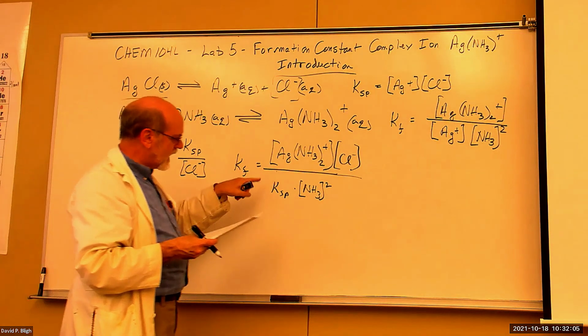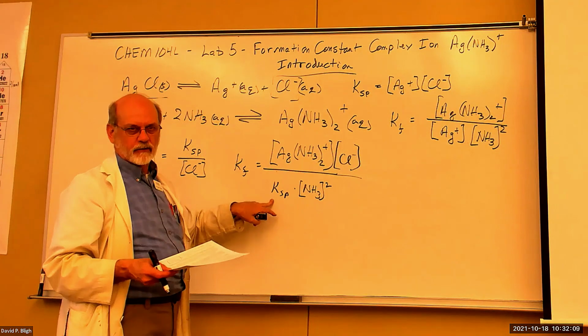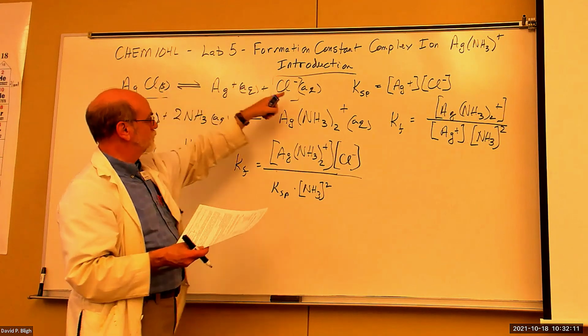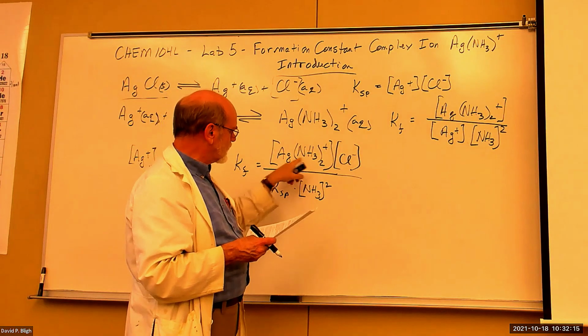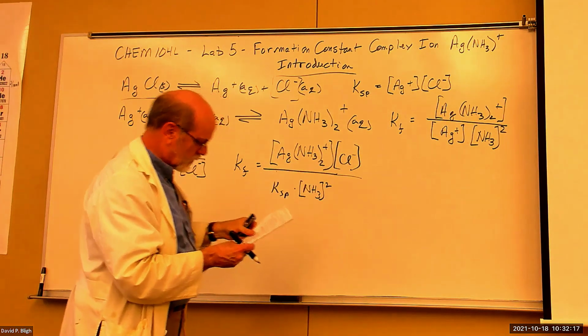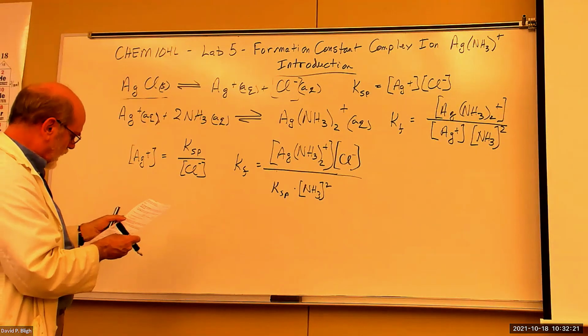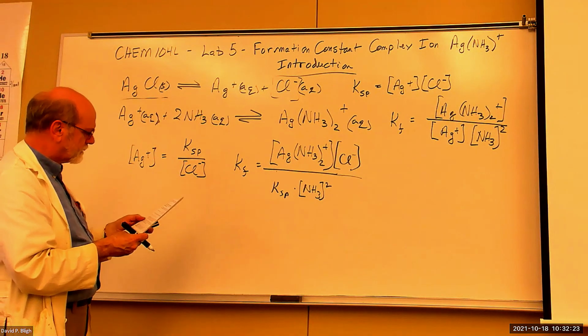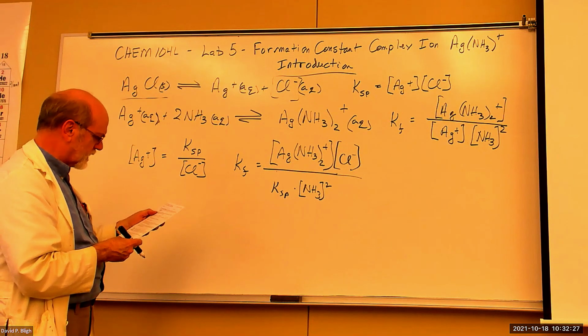We just have to say how we're going to find each one of these. Well, this is given to us, KSP. We know that for this one right here. We need to calculate each one of these. So how do we do that? That's where the data treatment calculations come in.